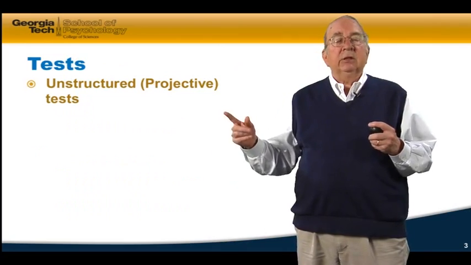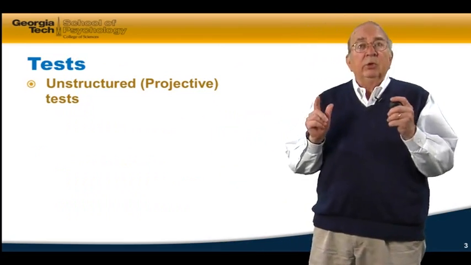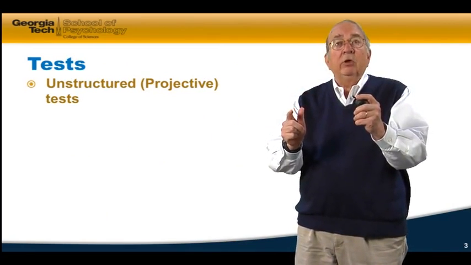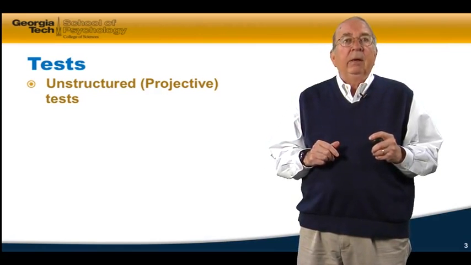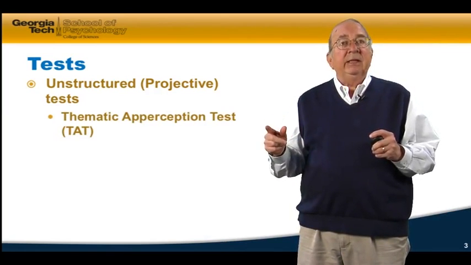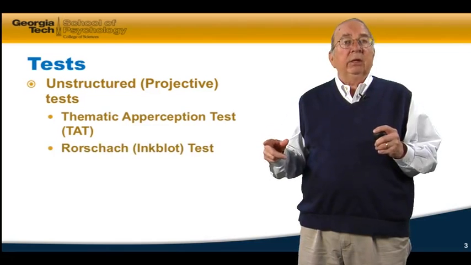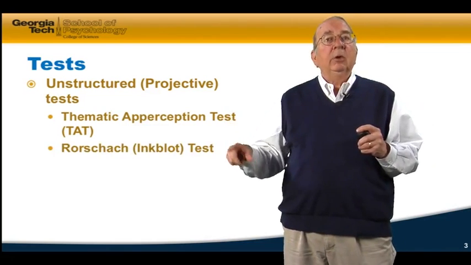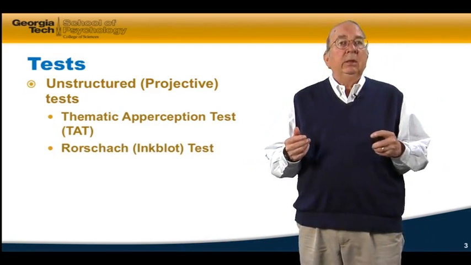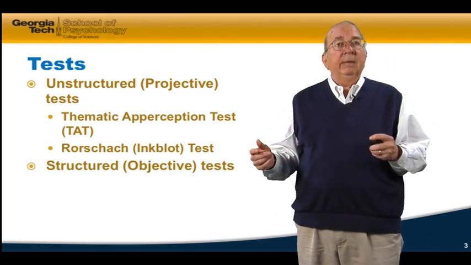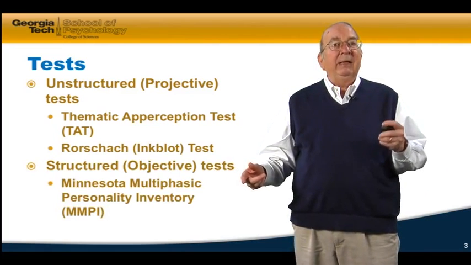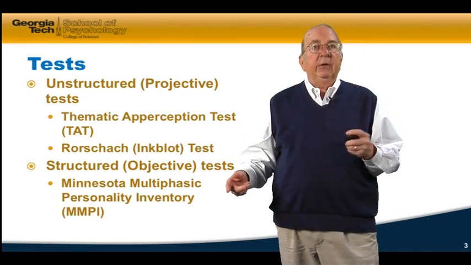Okay, the unstructured tests are sometimes called projective tests, because you're projecting your personality and your inner feelings onto the test itself. And we're going to look at two today: the thematic apperception test, the TAT, and the Rorschach test, or the inkblot test. And these are the two most commonly used projective tests. And we're going to look at two structured tests. We're going to look at the Minnesota Multiphasic Personality Inventory, the MMPI, very commonly used test for years.